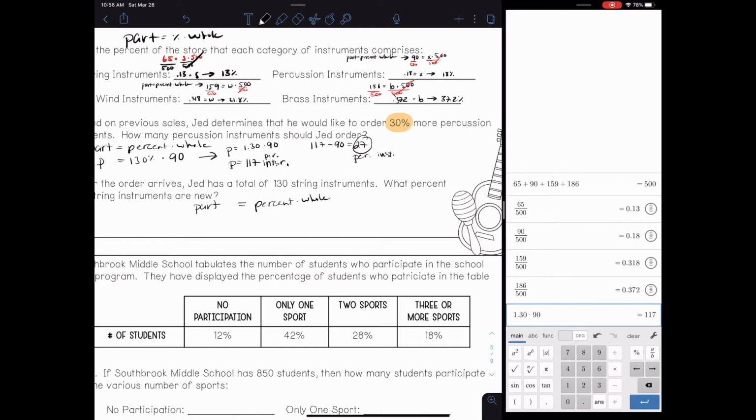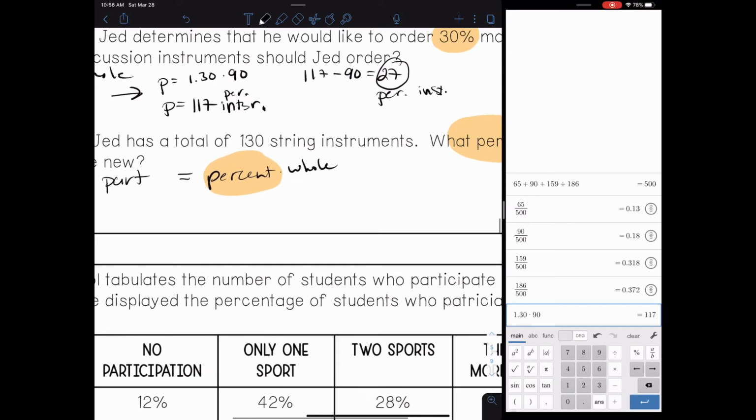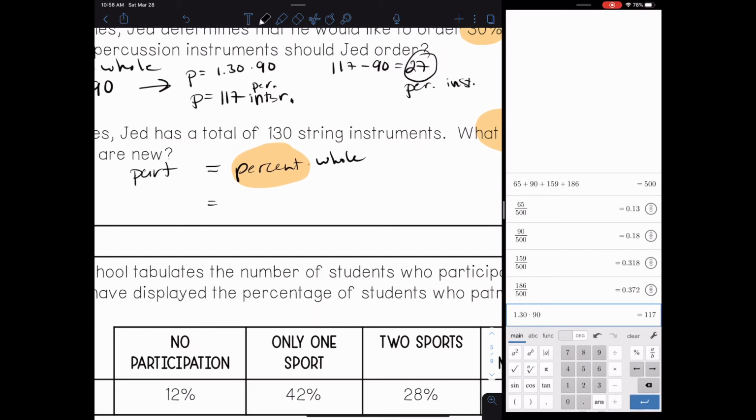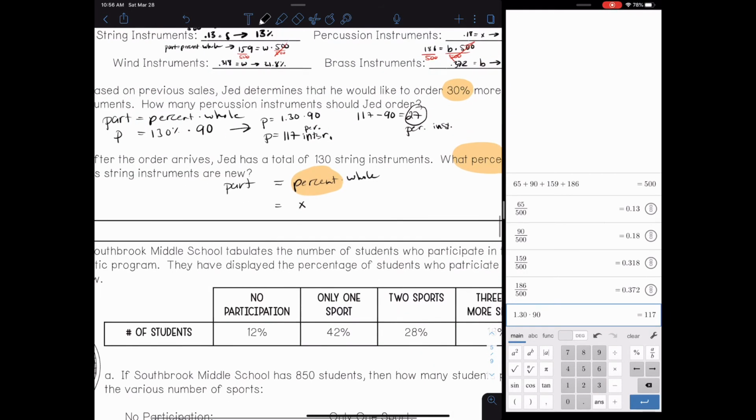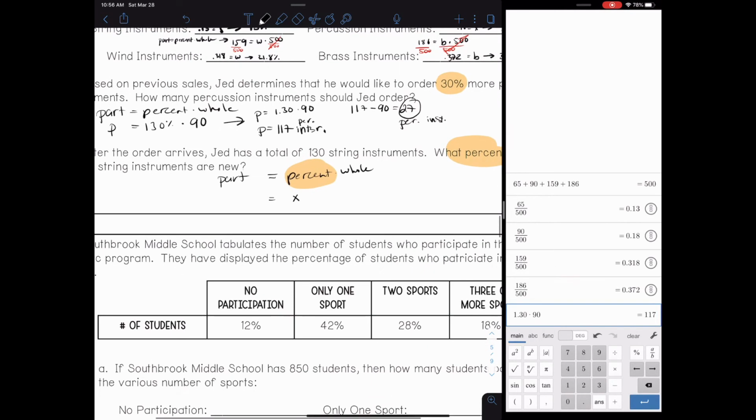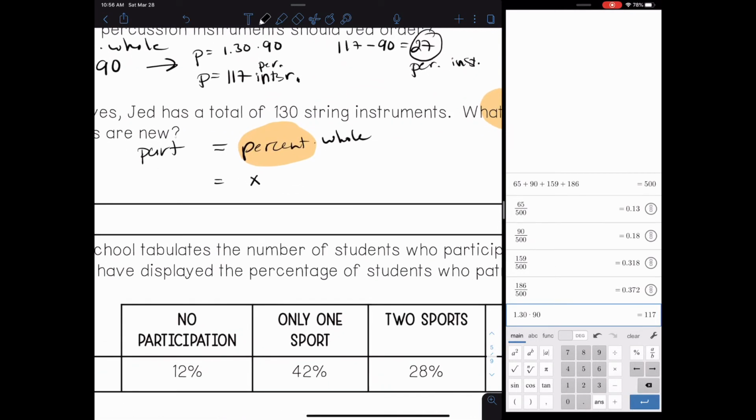I know that the percentage is what I'm looking for. So it says what percent. So make that your unknown variable. So that's an unknown value. It's a variable x. Well, it says now he has a total of 130. So is 130 going to be the whole or the part? Well, it's going to be the whole.